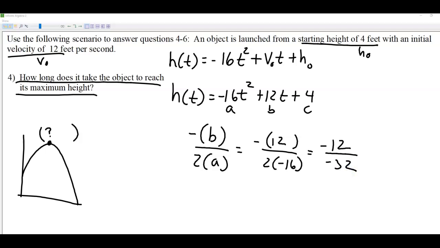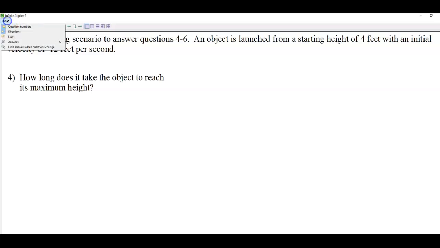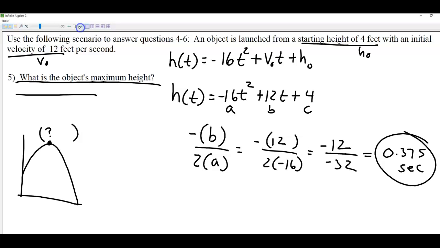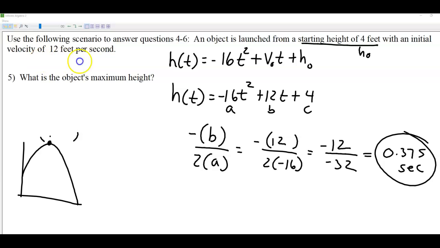And if we simplify that on a calculator, these are calculator questions, we should end up with 0.375, and that's seconds. So that's how long it takes to reach its maximum height. Moving on to question number 5. Now the question is, what is the object's maximum height?